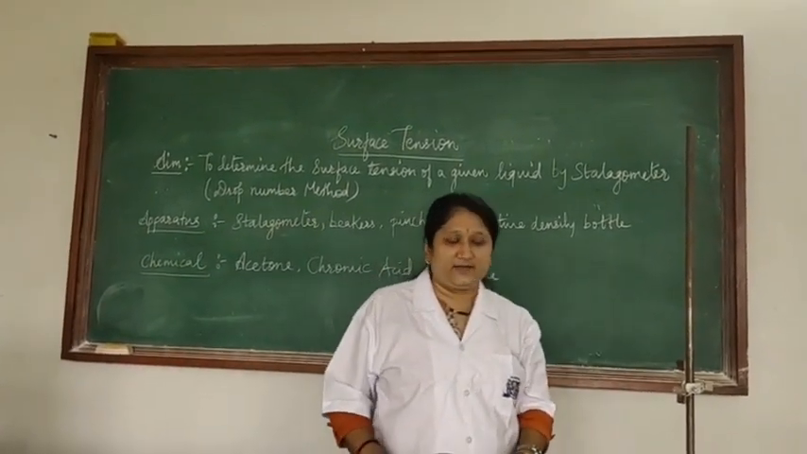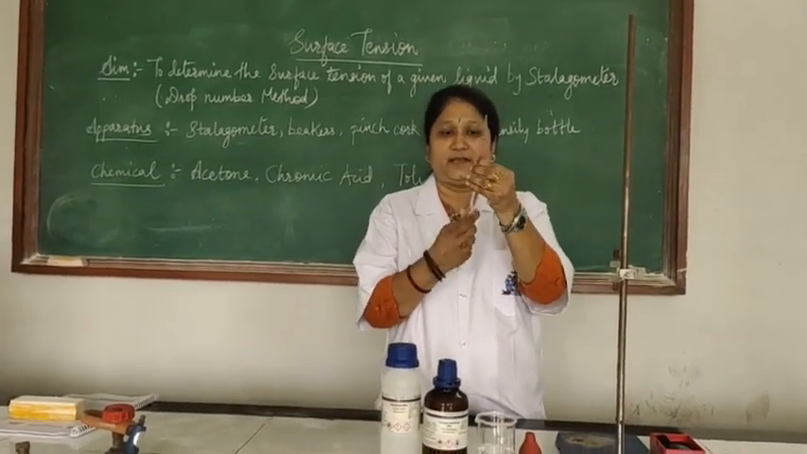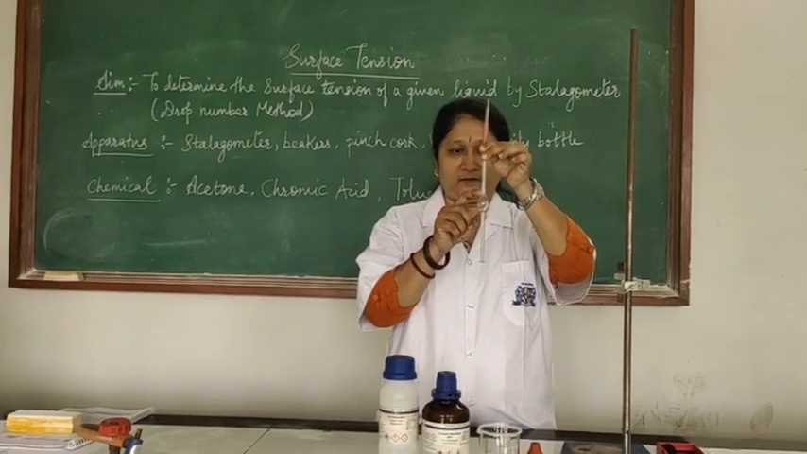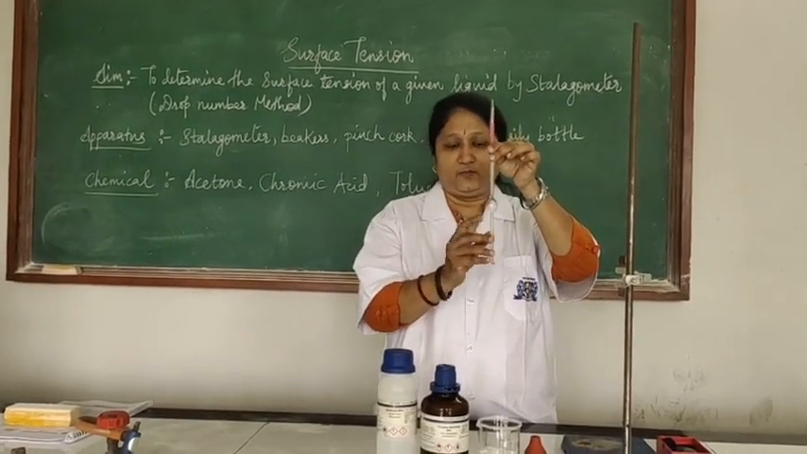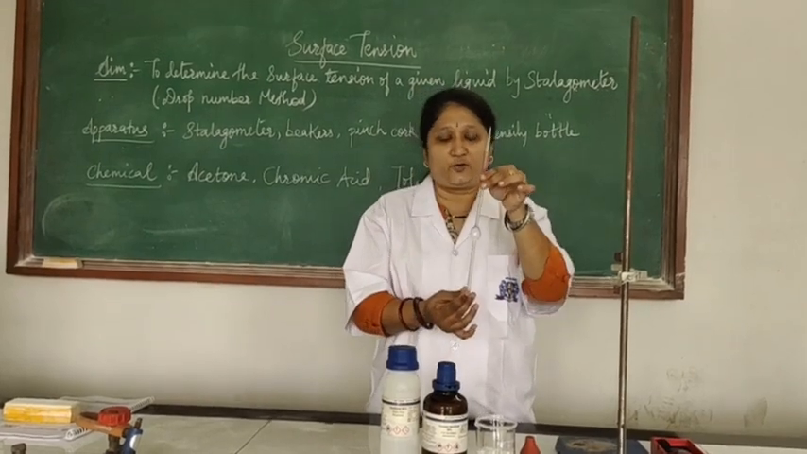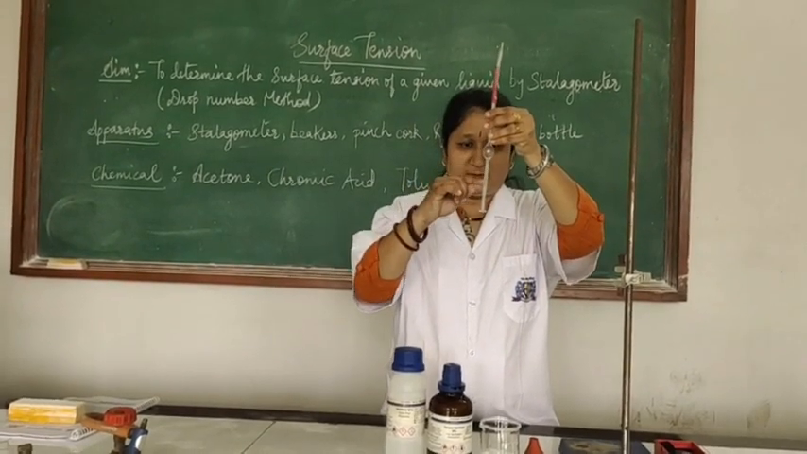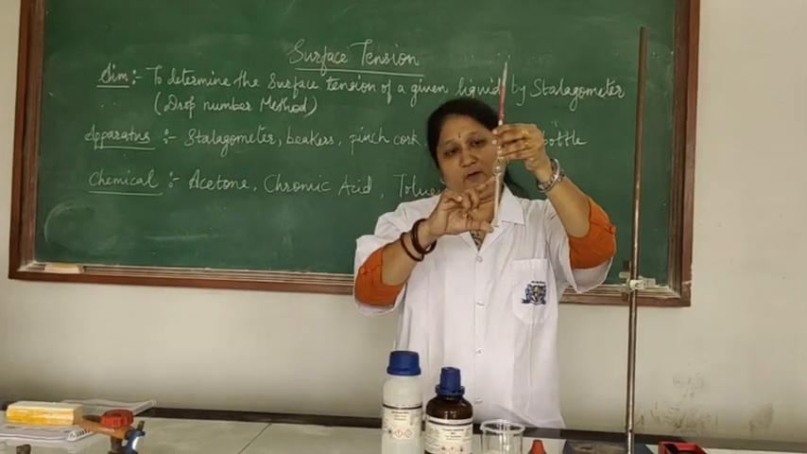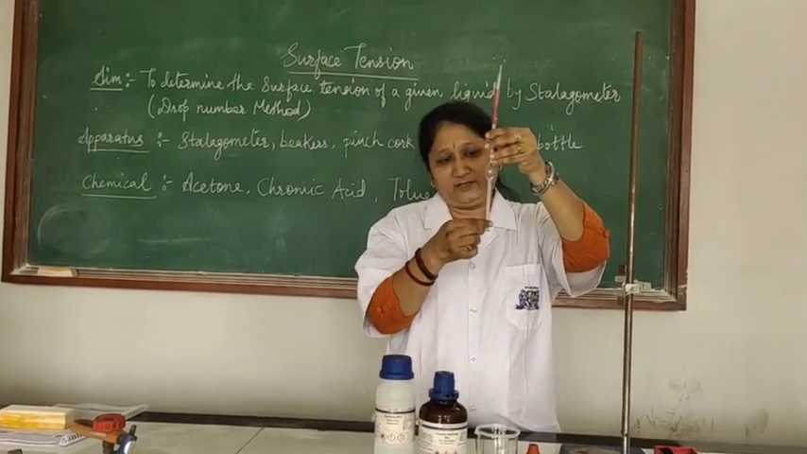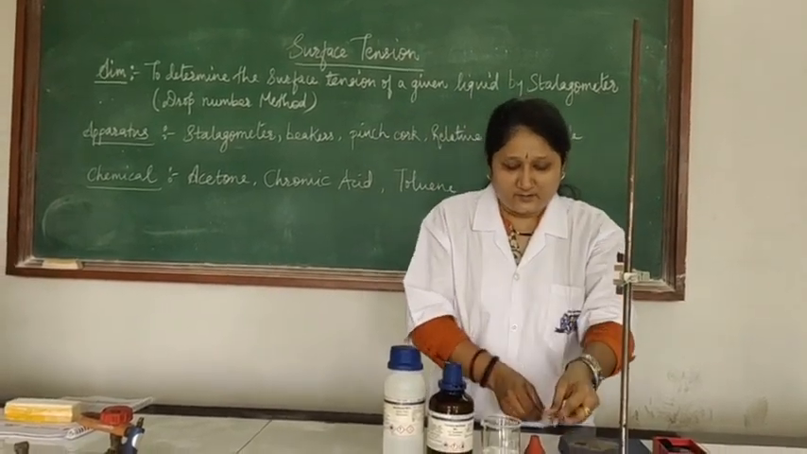The apparatus and the chemicals required for the practical are: first, the stalagmometer. This is the stalagmometer. Here you can see there is a bulb and there are markings. The upper mark is A and the lower mark is B. First, this stalagmometer should be cleaned with dilute NaOH and then with chromic acid to remove all the impurities and dirt, if any, present in this particular capillary tube. At the bottom of the bulb, the lower part contains a small thin capillary tube through which the liquid has to flow down, and we have to count the number of drops.